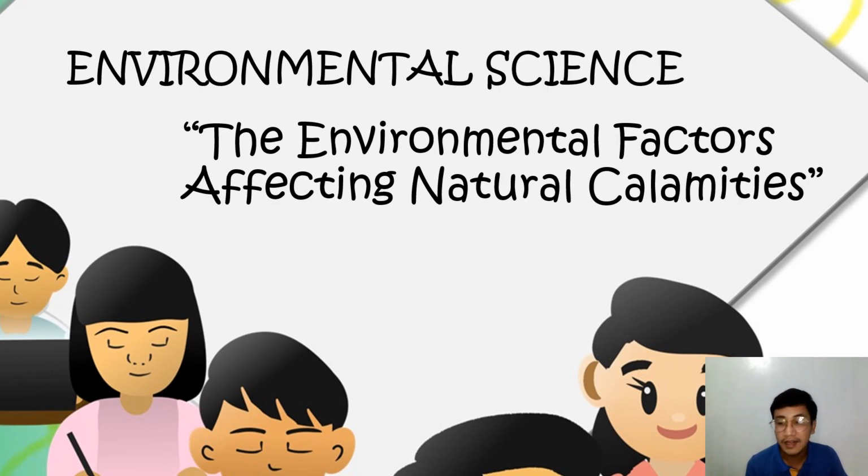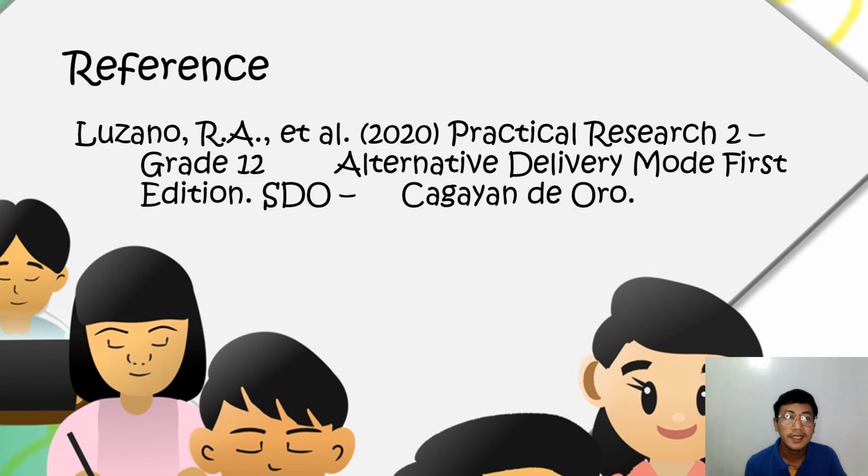Next field is the environmental science. The environmental factors affecting natural calamities. And well, by just reading the title, it has contributed the cause and effects of climate change. Although marami na tayong naririnig tungkol sa climate change, from the word itself, climate change, nagbabago. Baka yung climate change noon ay iba na yung climate change ngayon. So those are some of the fields na kung saan ay pwede nating paggamitan ng quantitative research. And this is my reference from the Schools Division Office of Cagayan de Oro.